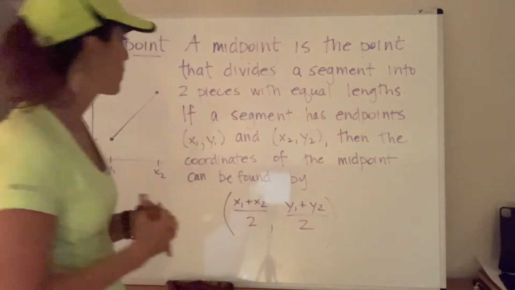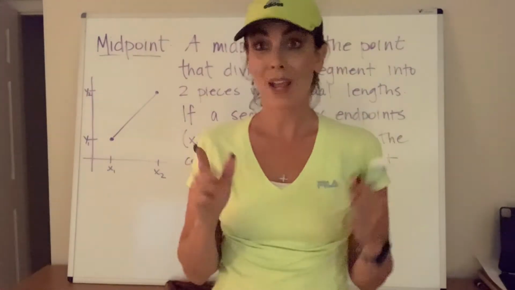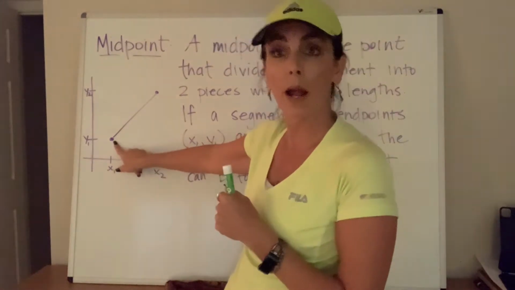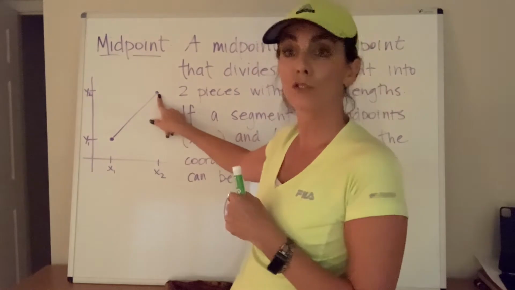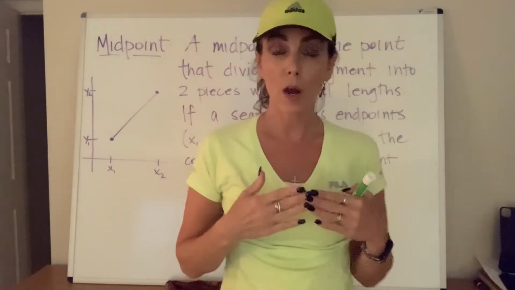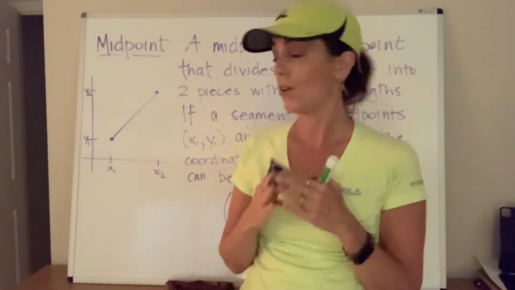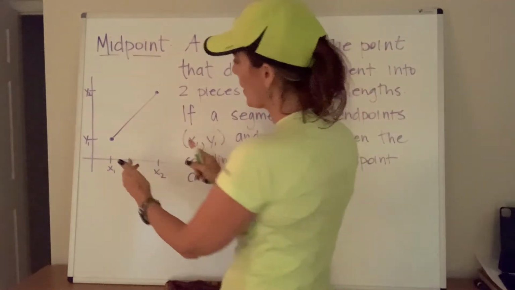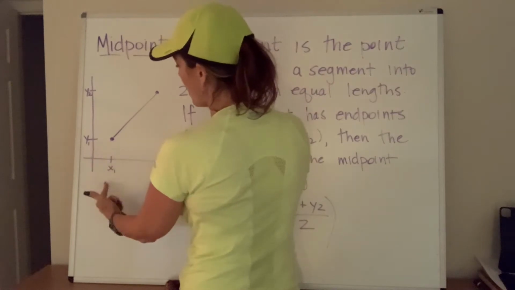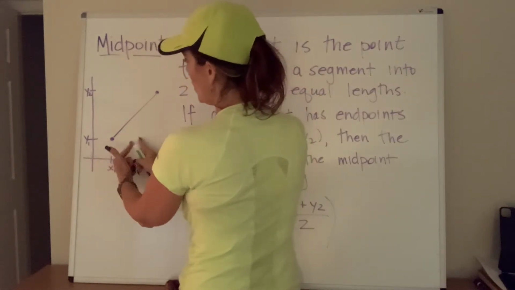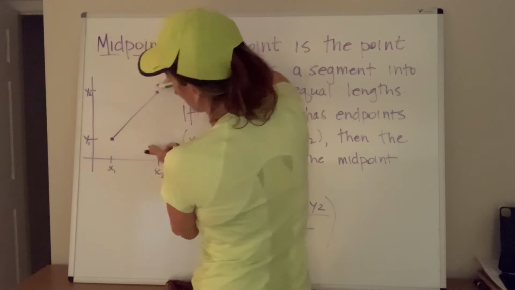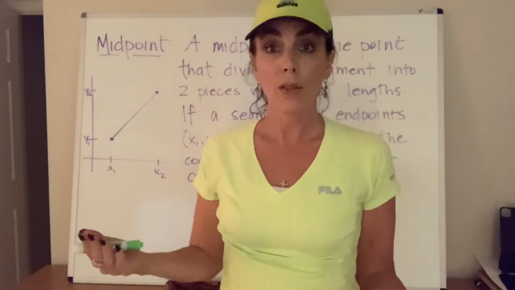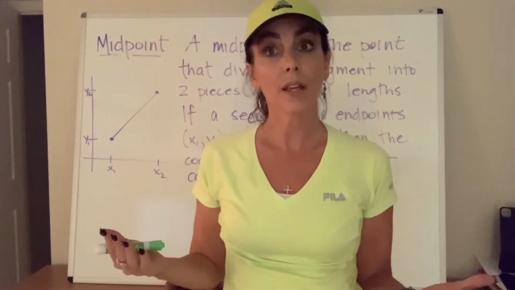All right, so let's say we have a segment, and this segment has endpoints (x1, y1) and (x2, y2). We want to know what the coordinates are of the midpoint. So how would I find exactly the middle of x1 and x2, and exactly the middle of y1 and y2? You probably know that we would just want to average those things, right?